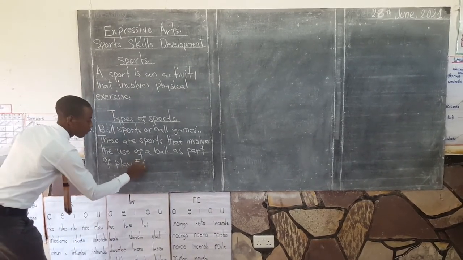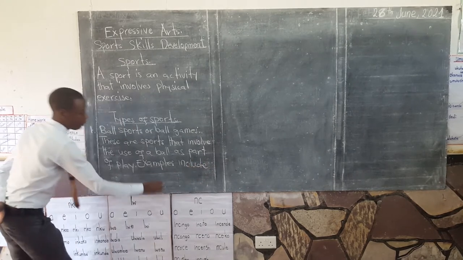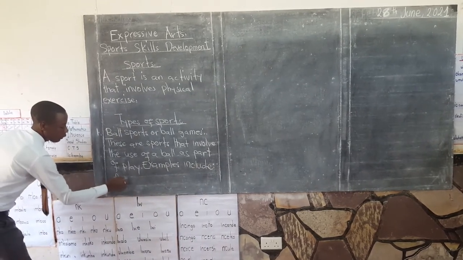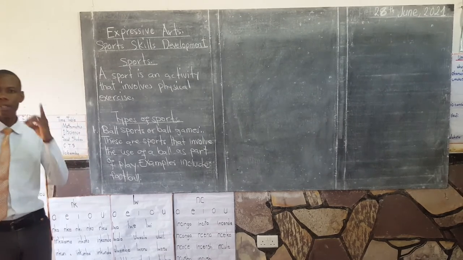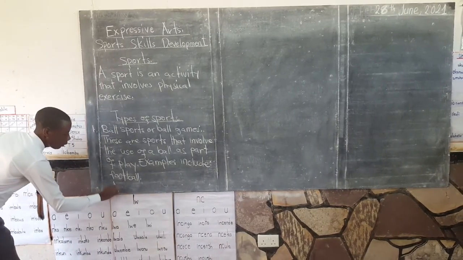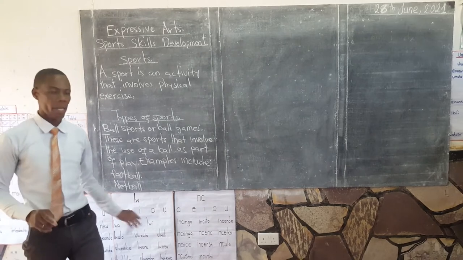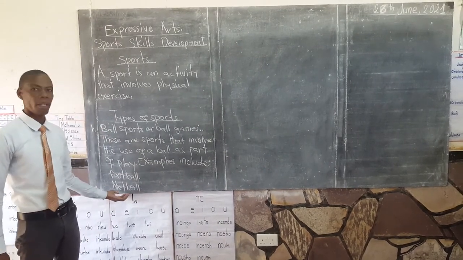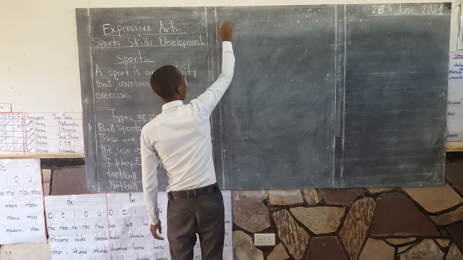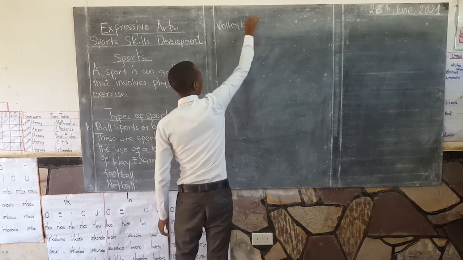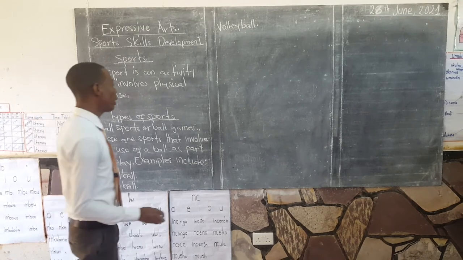Examples, like you have guessed right, include football. Football is a ball game. Apart from football, we have netball. Netball is a ball game. Why? Because it involves the use of a ball as part of play. You can't play netball without a ball. Apart from netball, we can talk about volleyball. Volleyball as well is a ball game.